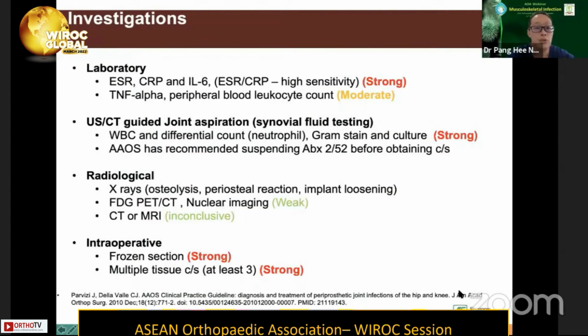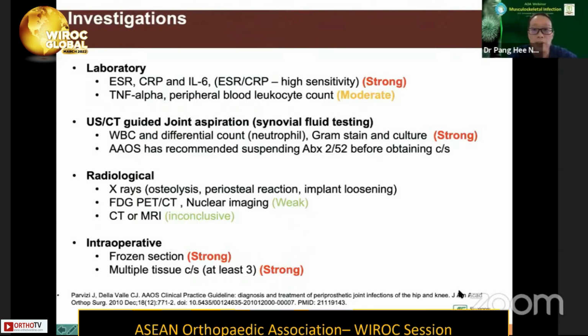Okay. So this is the Pavlisi WAOS clinical practice guideline. ESR, CRP, interleukin-6 have strong evidence, with high sensitivity and specificity. Interleukin-6 is expensive and not usually done here, but most labs will do ESR and CRP. Tumor necrosis factor alpha and peripheral blood leukocyte counts are not as strongly sensitive or specific.